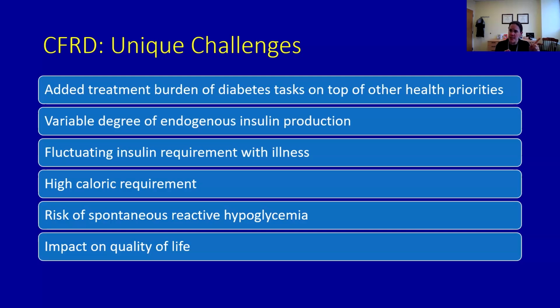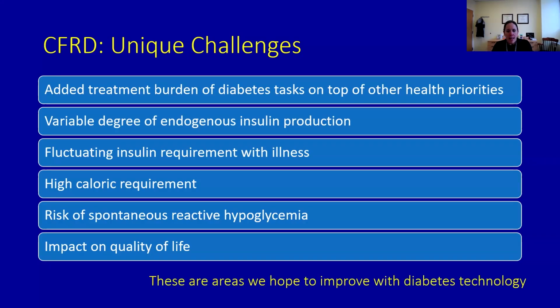Also, like I showed you in that CGM tracing earlier, people with CF are at risk for spontaneous reactive hypoglycemia, we think due to a very well documented delay in first phase insulin secretion that can occur in CF. And so it can be hard to start insulin in a patient who's already having a lot of hypoglycemia. And then lastly, all of these things can have an impact on people's quality of life. These are all of the areas that we hope we can potentially try to improve with diabetes technologies.